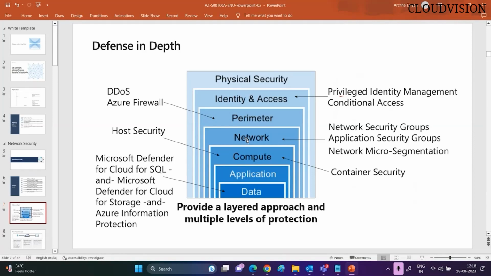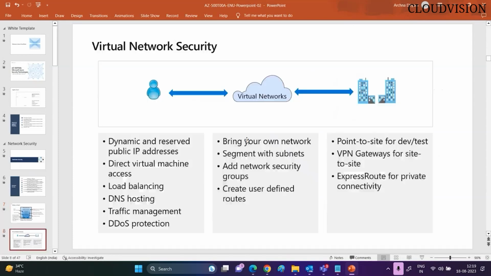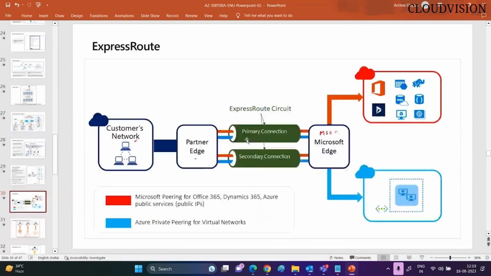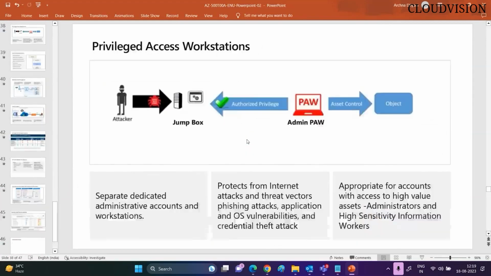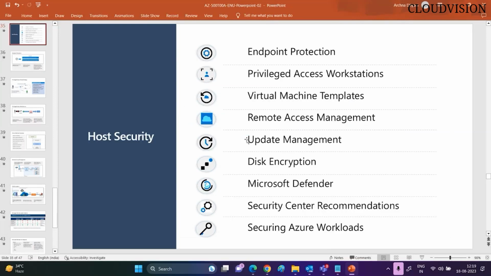Now we are talking about the compute, because within your network, your compute services are lying, like your VM, your PaaS compute, your IaaS compute, your containers. So how exactly do we protect those compute services? How to achieve the host security? This would be the third chapter where we are talking about the host security, and there we'll be talking about the endpoint protection. So I'll just take you back to that particular chapter, and we are now on the third topic.